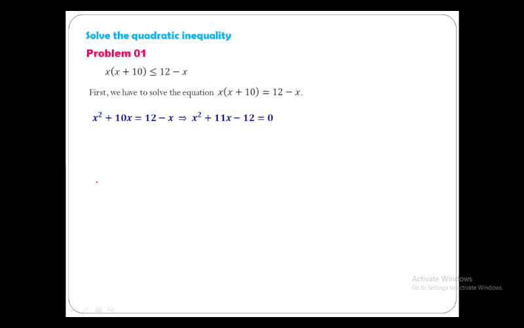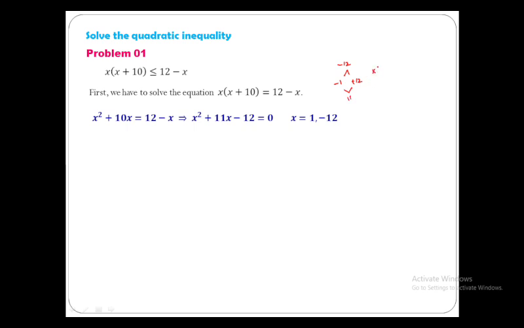So 12 and 1 can be suitable values. Plus 12 and minus 1 can be the suitable values because 12 times minus 1 is minus 12 and 12 minus 1 is 11. So the solution is, let's write the steps. Here minus 12 can be written as minus 1 times 12, whose sum is 11.